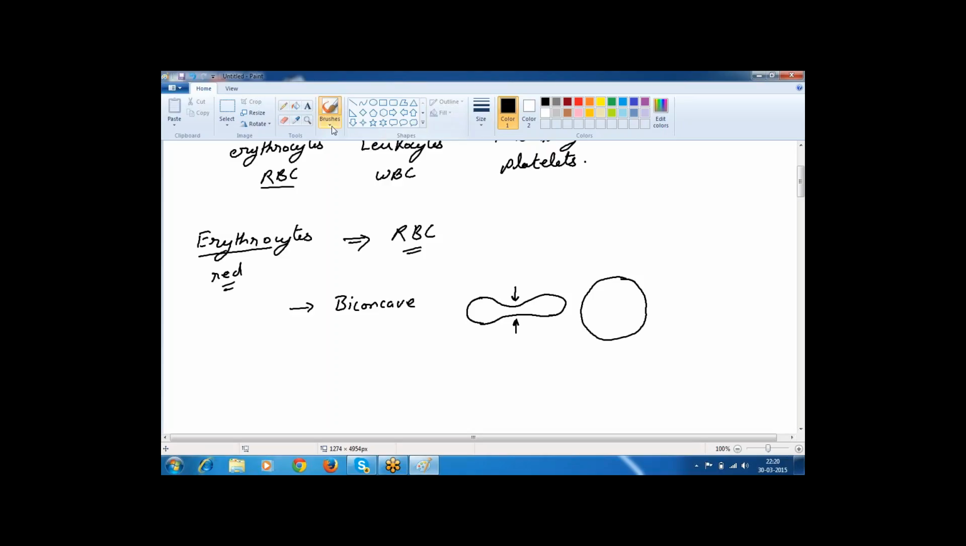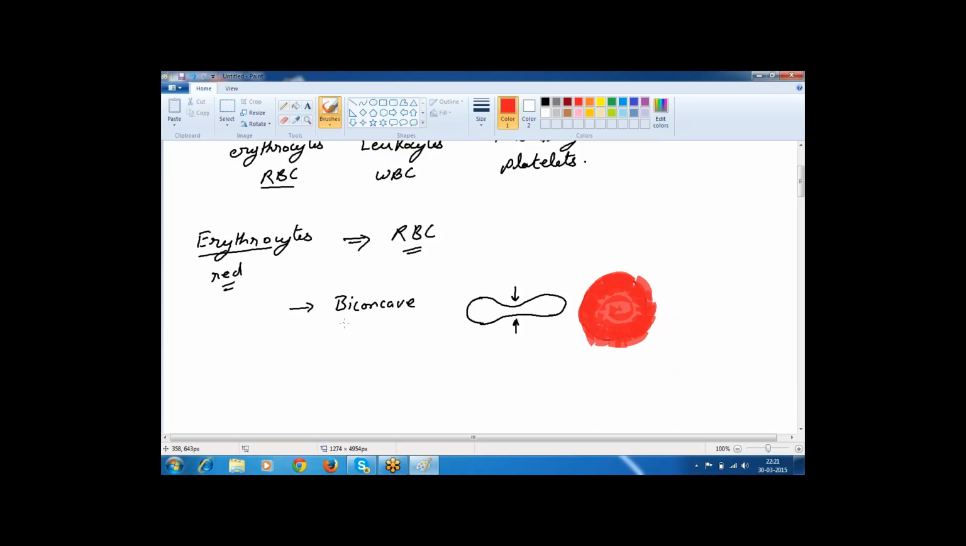And they will be having the broader border and a very narrow core relatively. Somewhat like this. So in the middle, they are narrower, and at the edges they are broad. That is what biconcave means.